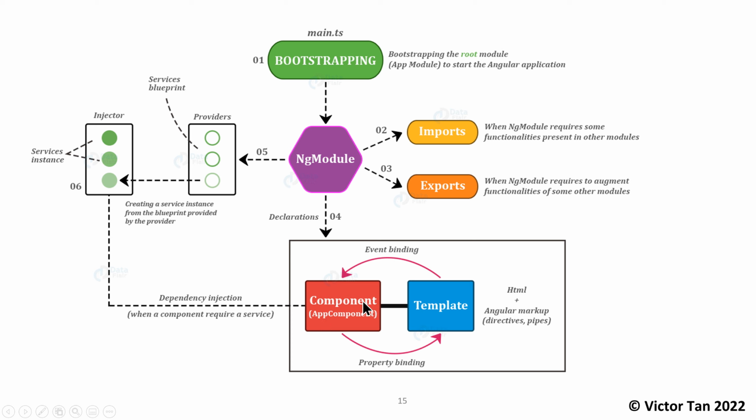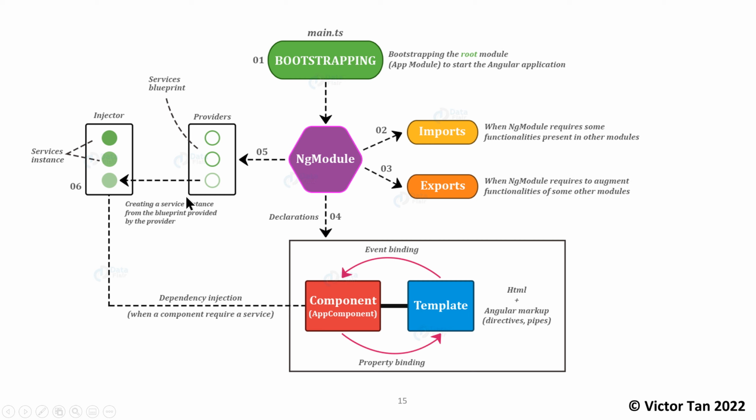So the root component itself will have a matching template, then you have the standard event binding and property binding, and of course we already saw this root template itself can have many child views, and those child views can have other child views as well. The root module called NgModule can also import functionalities in other modules. It can also export its own services, components and directives for other modules to use.